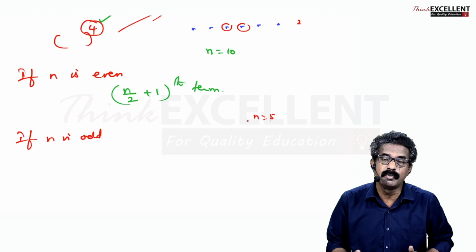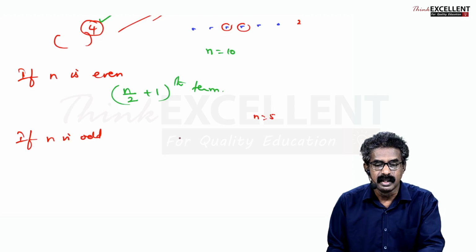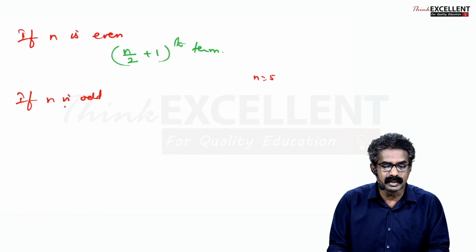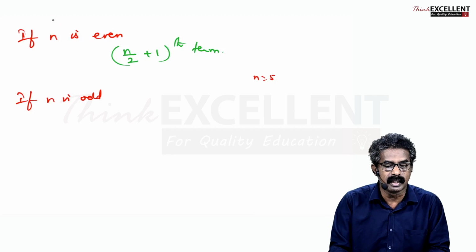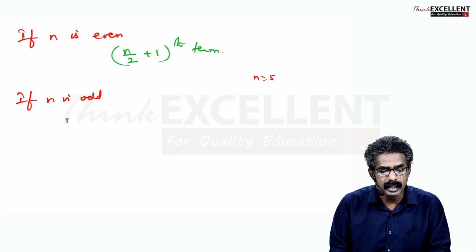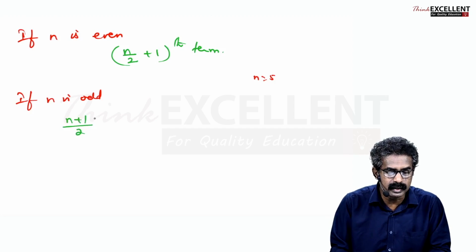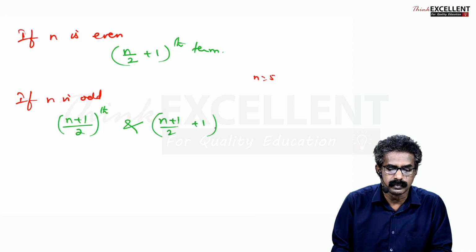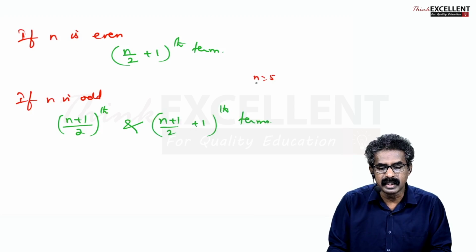If the power is 5, how many terms will be there? 6 terms will be there. If there are 6 terms, you can see there are 2 middle terms, right? So if n is odd, there are 2 middle terms. The positions are the n plus 1 by 2th and n plus 1 by 2 plus 1th terms. Say n is odd, n is 5.